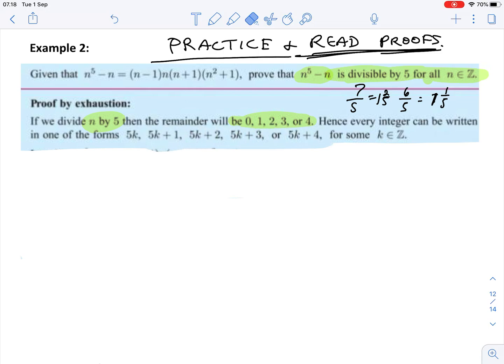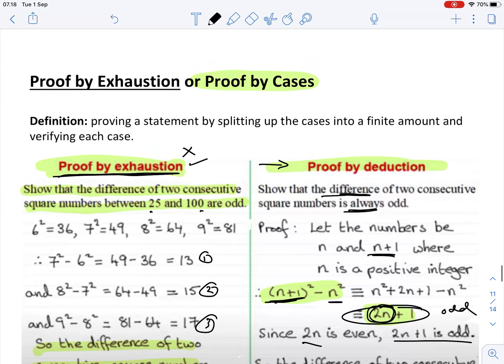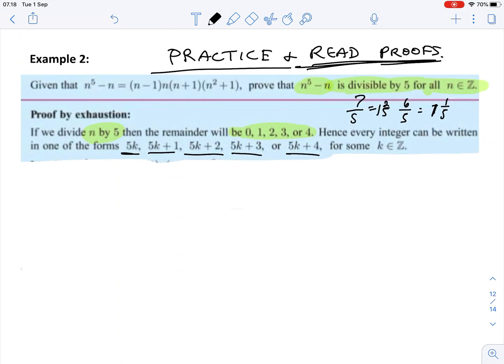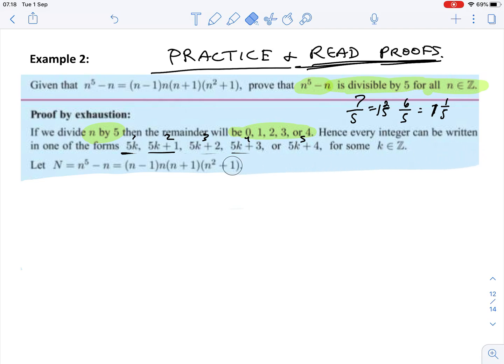And so what we're doing is, we can look at all the remainders. If you divide something by 5, it's either going to be divisible by 5 perfectly, or it's going to have a remainder of 1, a remainder of 2, a remainder of 3, or a remainder of 4. So really, we're turning this into a proof by exhaustion, because now we're listing out the possibilities of numbers when you divide them by 5. Okay? So these are cases. 1, 2, 3, 4, 5 cases. Now, we check for each case.